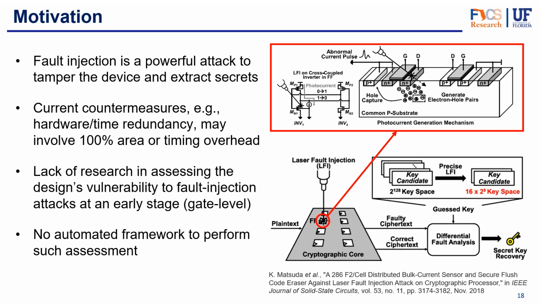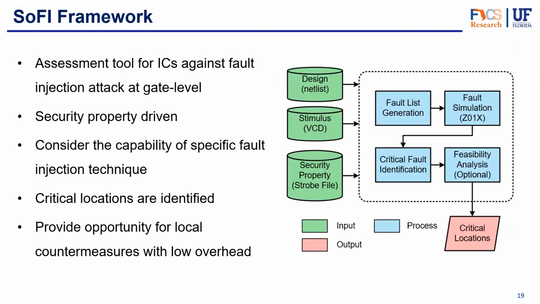If you find those locations, the good thing is that each of the countermeasures we want to use can be applied locally. Instead of protecting the whole design, we find a few nets here or there, and protecting those will lead to protecting all of the security properties of the design, and therefore we have higher protection with a manageable overhead. So that was the motivation of our framework.